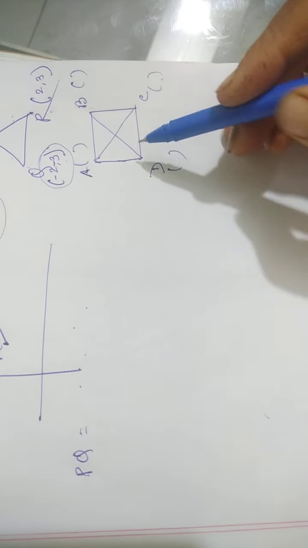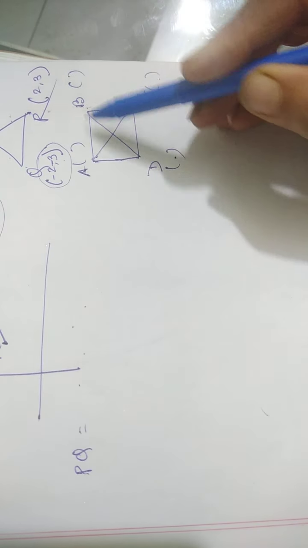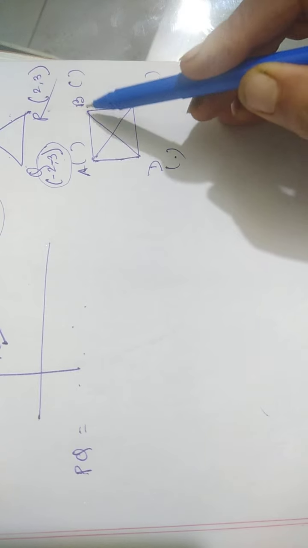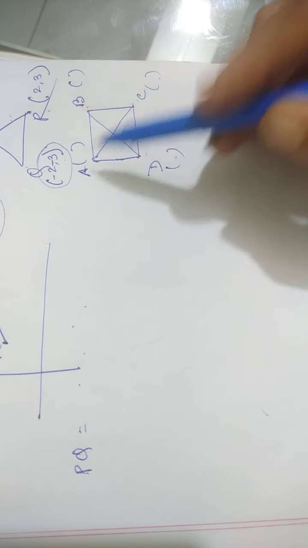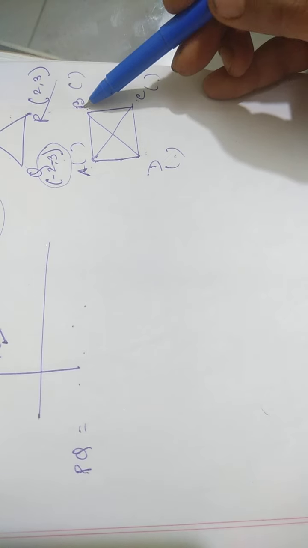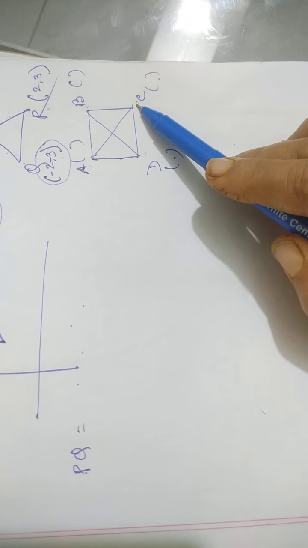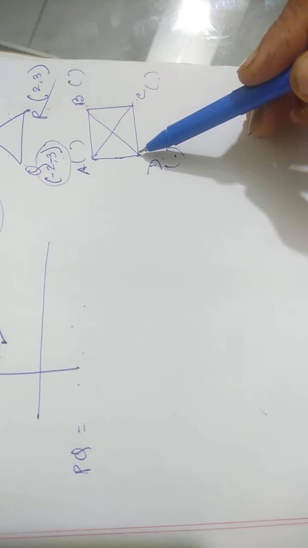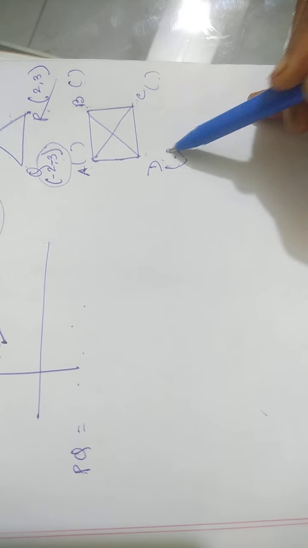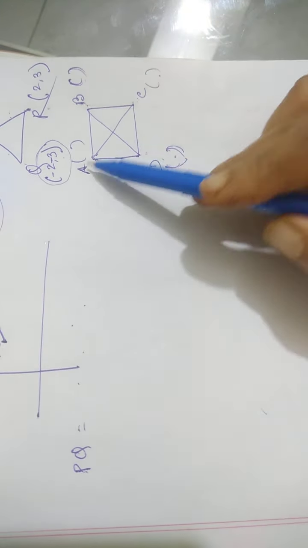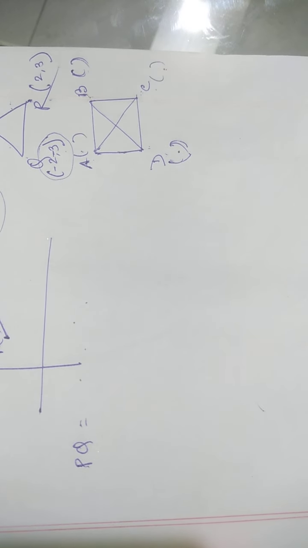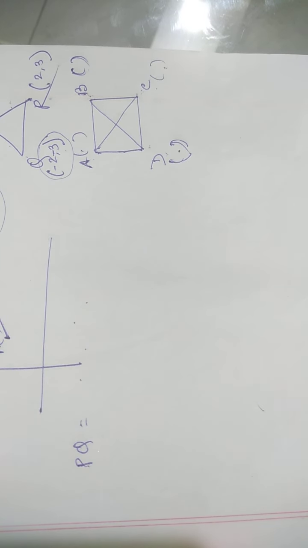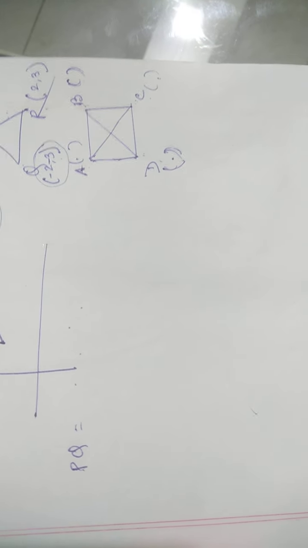So you have to find the distance of AB, BC, CD and DA. Also you have to find the distance of BD and AC, taking the coordinates. To find BD, you take the coordinates of this one and this one. For AC, this one and this one. Like that, you can find the distance of a line segment in a Cartesian plane.